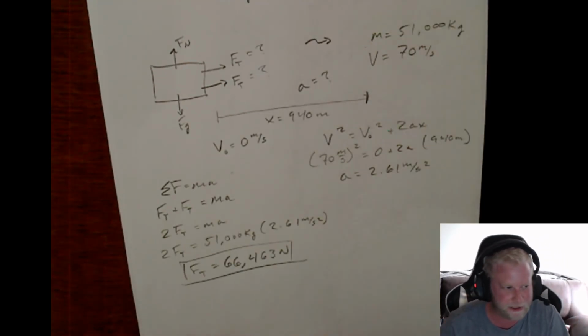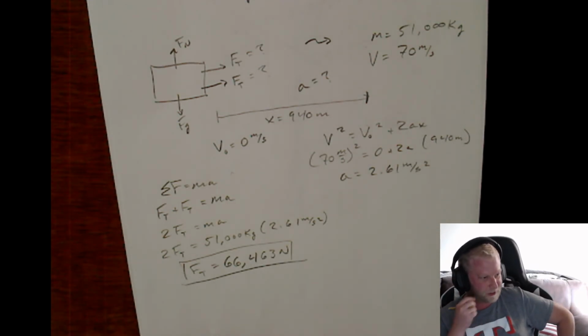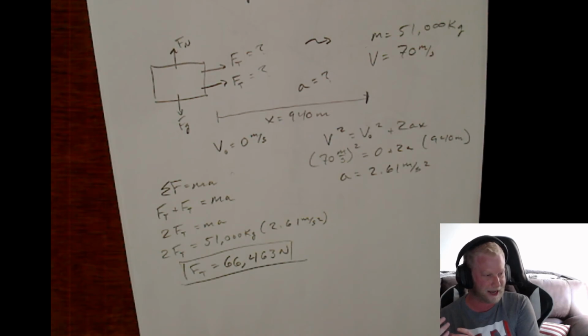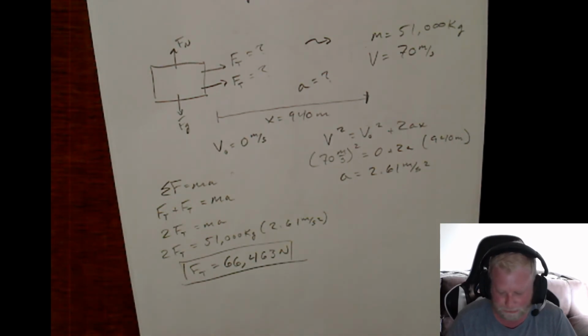Your key when you're blending kinematics and your net force equation is always to find that missing acceleration if it's missing, because acceleration is the bridge between your basic description of motion in kinematics and your explanation of why that acceleration exists in the net force equation.